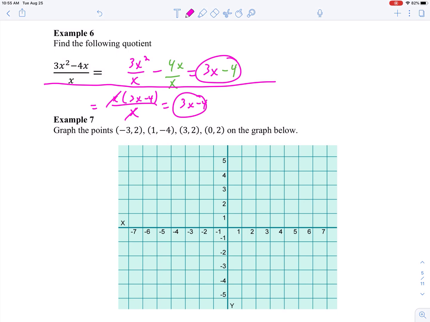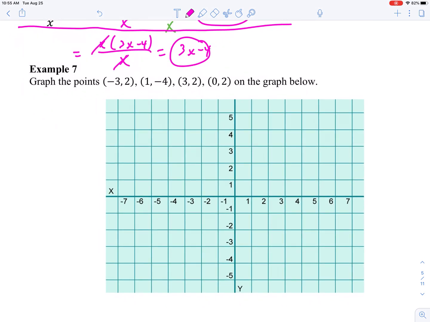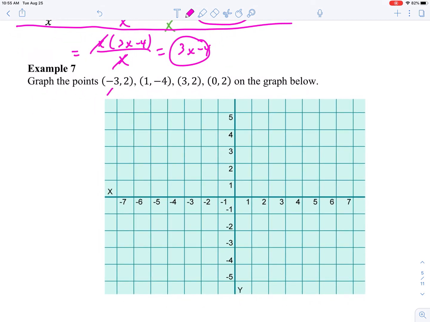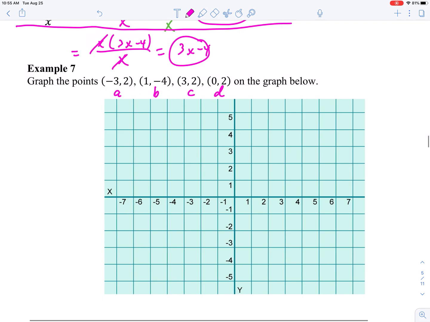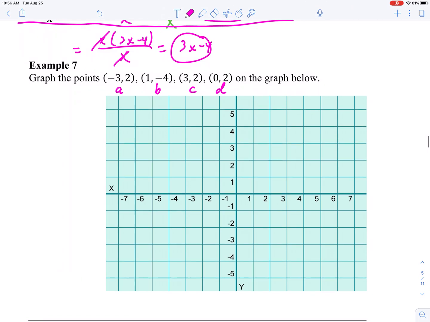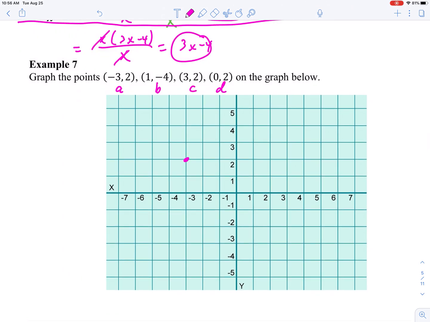Example 7, just a quick review of graphing points. Remember, when they say graph these points, it's always in the same order, x, y, every time. It's always x, then y. So let's graph these. Let's say this is A, B, C, and D. Point A is (-3, 2). So that means we go -3 on the x and up 2 on the y. So there's A.